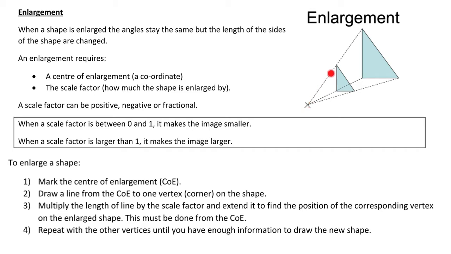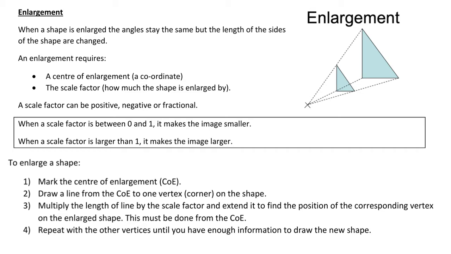So if this distance was 1 centimetre and it was a scale factor of 2, then we'd go to 2 centimetres. If this distance was 3 centimetres and the scale factor was 3, then we'd go to 9. If the distance was 5 centimetres and the scale factor was 7, we'd go 35 centimetres in total. And that's always taken from the centre of enlargement. And we'd repeat with all the other vertices until we have enough information to draw the new shape.